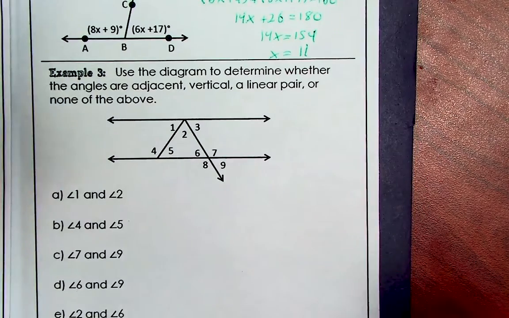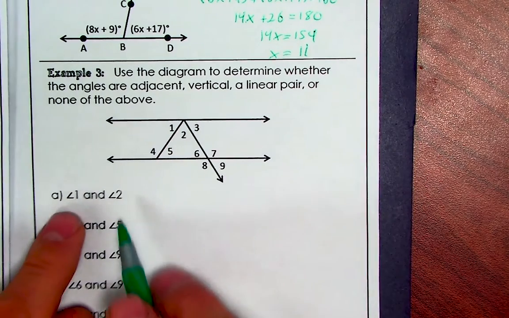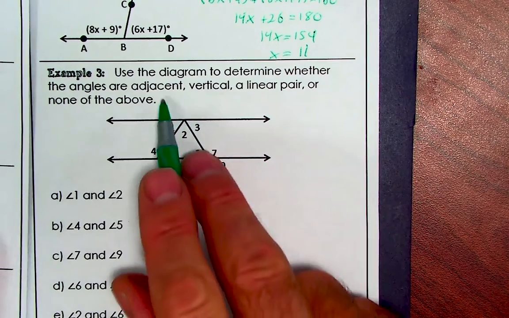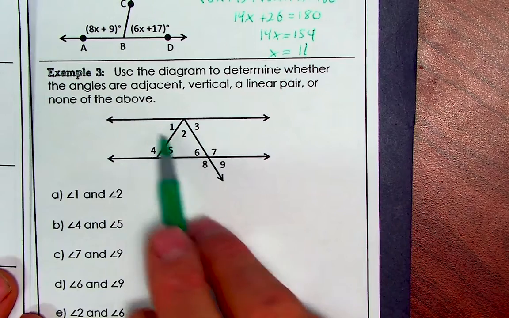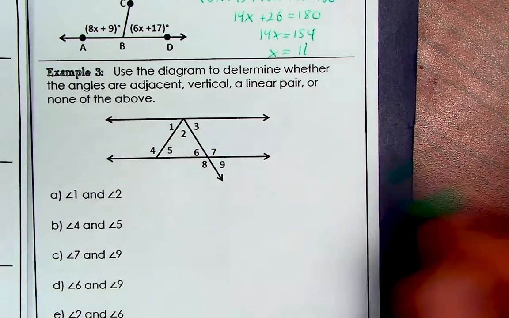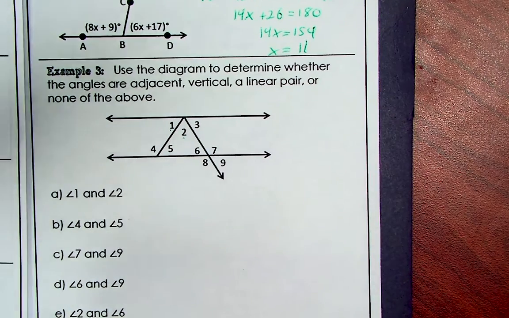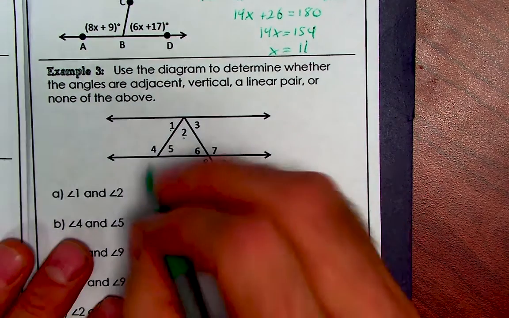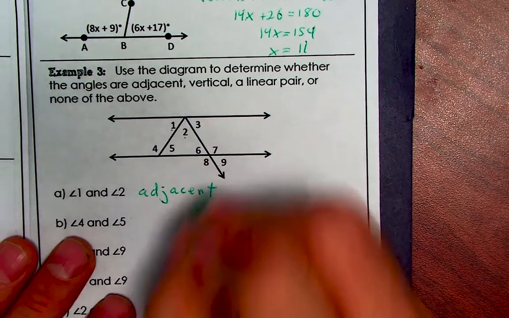All right, so this last example, all we're going to do is just name the pair of angles that we see. So whether it's adjacent, vertical, a linear pair, or just none. Well, 1 and 2, right, based on the information that we have, all we know is that 1 and 2 are next to each other. We don't know that they form a straight line or 90 degrees. So all we can say about 1 and 2 is that they're adjacent. And again, adjacent just means next to each other.